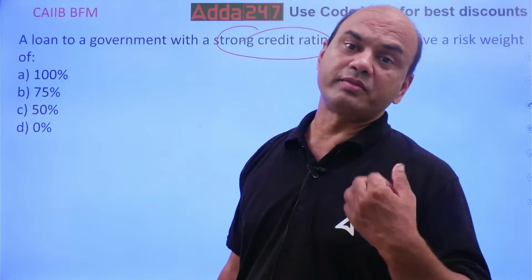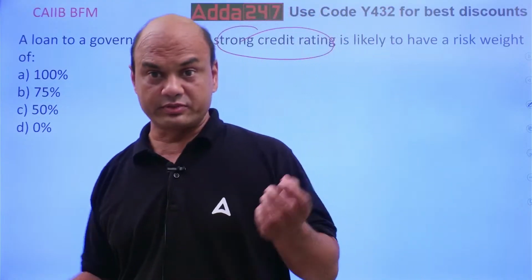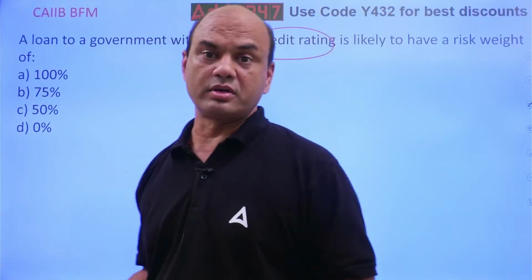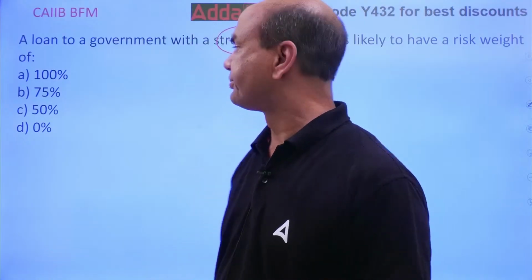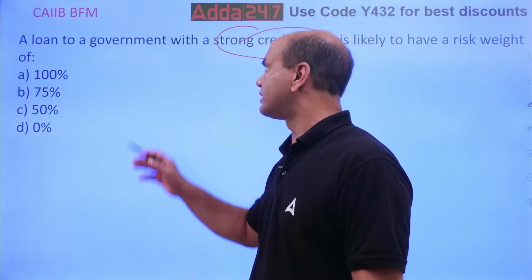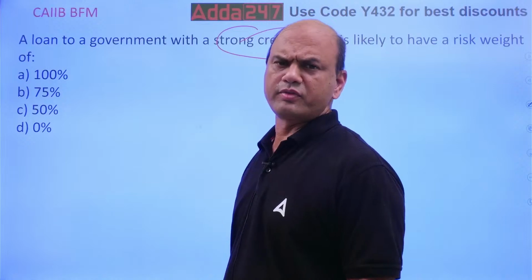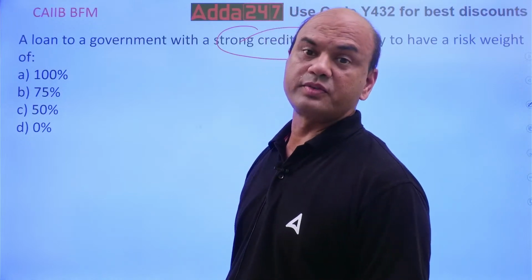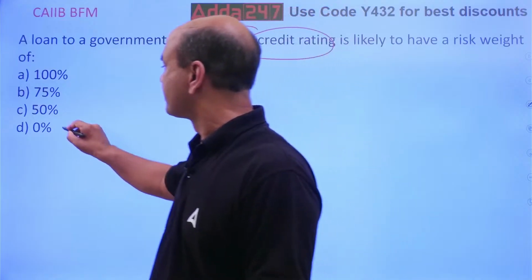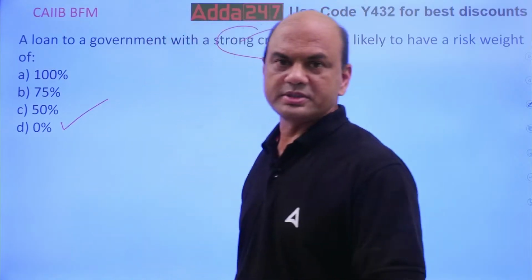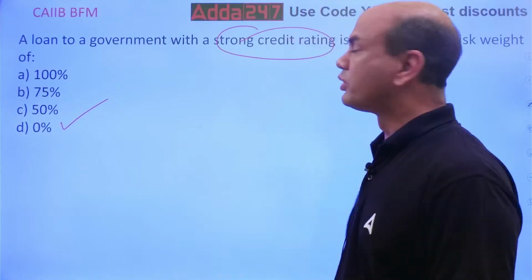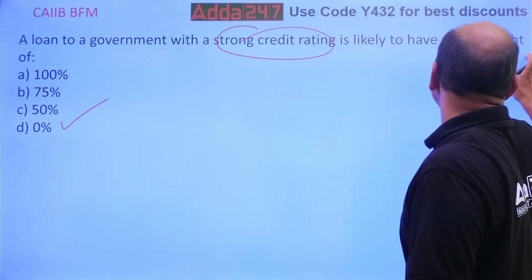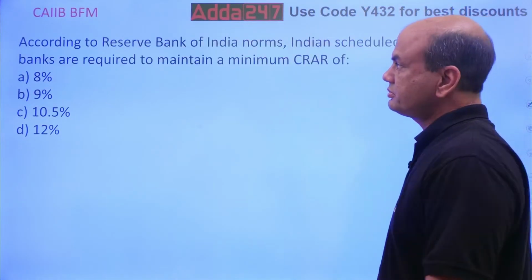But if I give the loan to my own government, which is very strong, the GDP is strong, the credit rating is strong, in that case what is the risk percentage? What do we mean by risk? Risk means failure, default. What is the chance of default? 0%, isn't it? For a good credit rating, the chance is 0%.